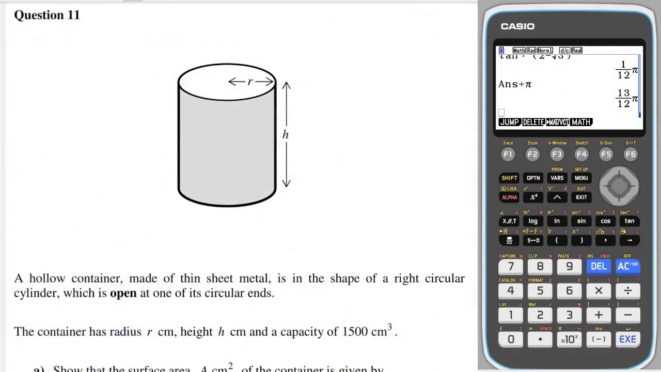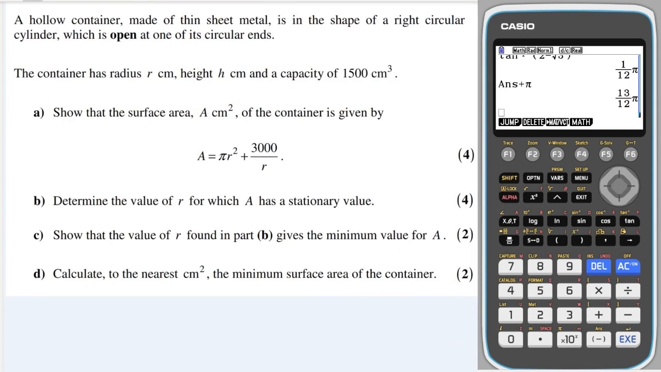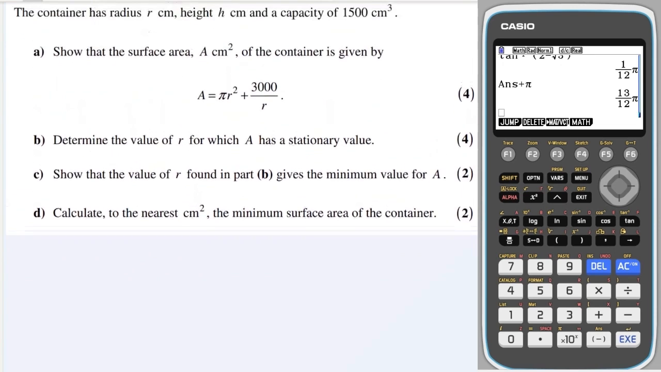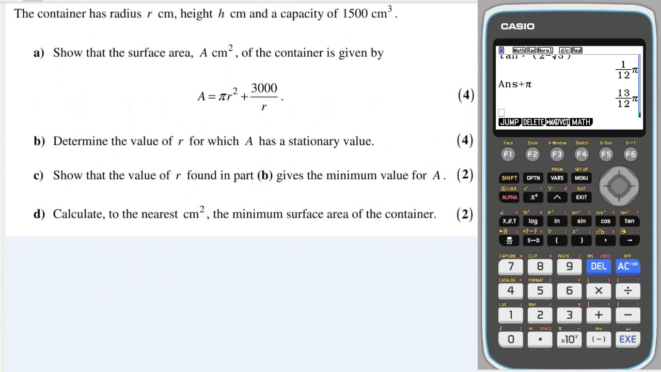Question 11, we've got a cylinder which is open at one of its circular ends, and it's got a capacity of 1500. Show that the surface area A of the container is given by that. Okay, so first things first, we are actually going to look for the volume, because the volume is of course pi r squared times height, and we're also told that it's equal to 1500.